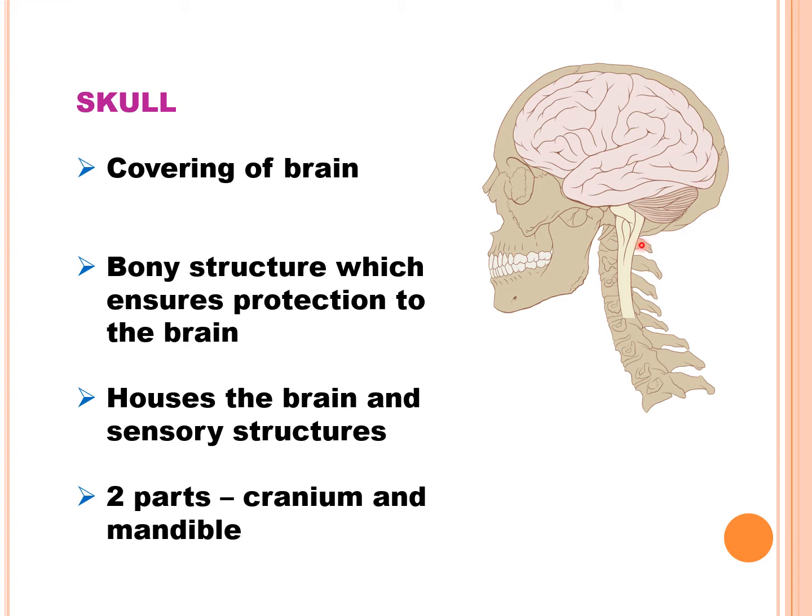This bony structure that you can see in the image is called the skull. The skull is made up of two parts, cranium and mandible. The part of the skull which protects the brain is called the cranium, whereas the jaw part of the skull is called the mandible.